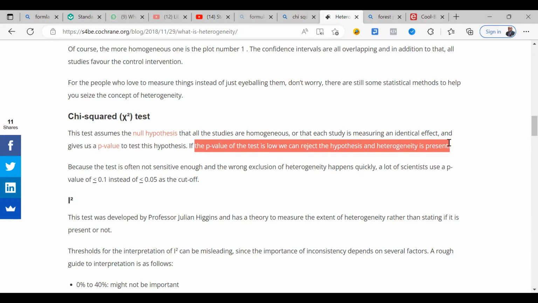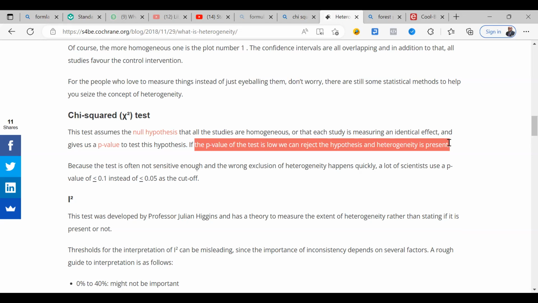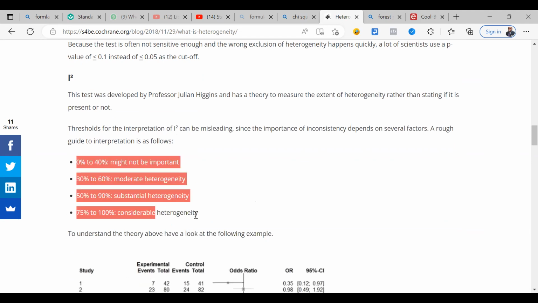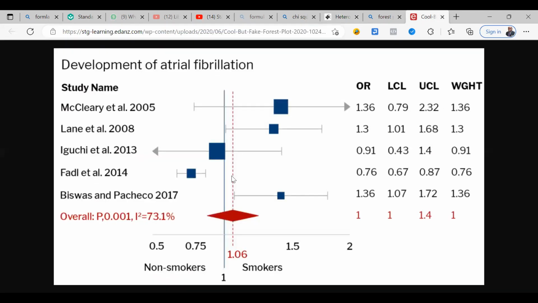So now, if there is heterogeneity in the study, what model do we use? Are we going to use fixed or random effect? Random. Good. And remember the various categories of heterogeneity. You can see that this study had a high level of heterogeneity, right? So everything is now making sense. As high as 73%, these studies are not similar at all.